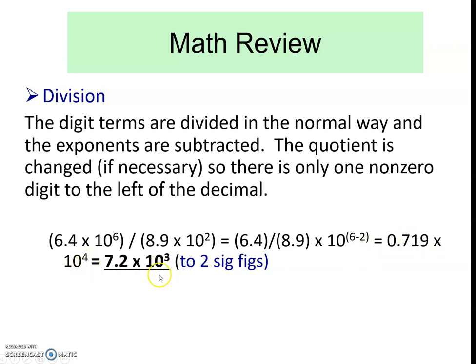However, you have to follow 2 significant figures. 6.4, 2 significant figures. This one also 2 significant figures. So that's why your final answer must be written in 2 significant figures, which is 7.2 times 10 to the power of 3.